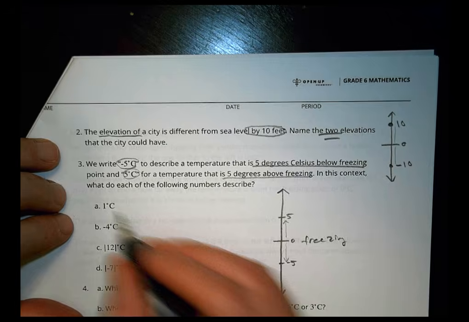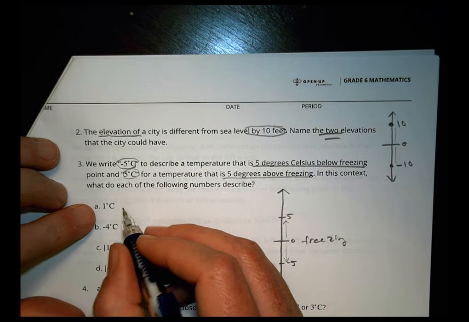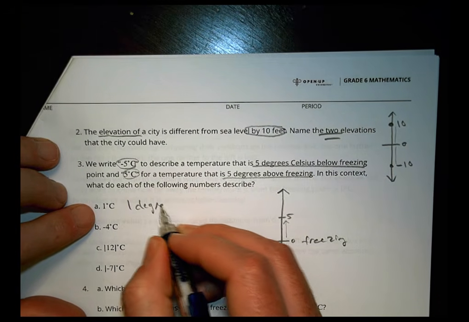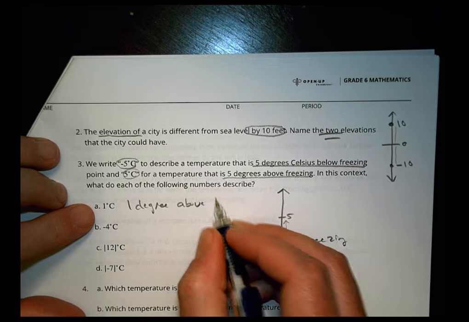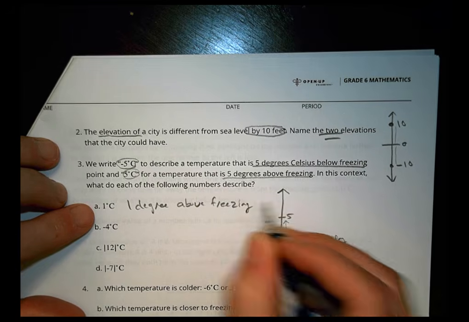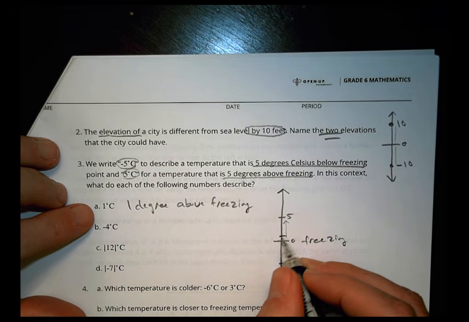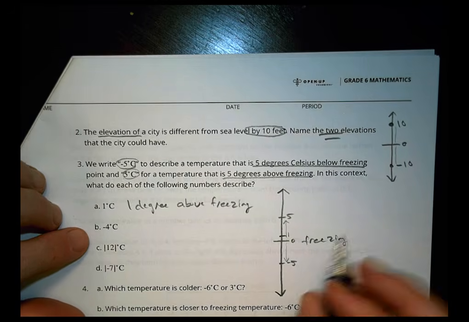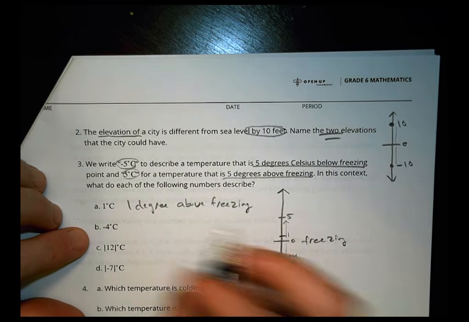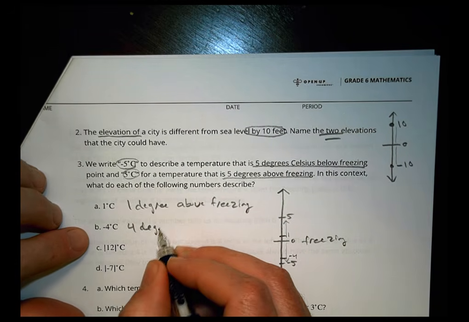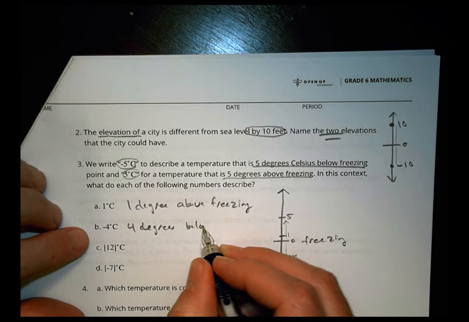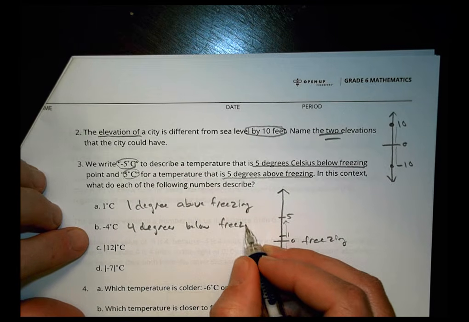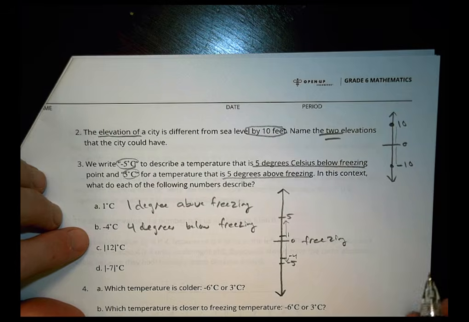So what is 1 degree Celsius? That's going to be 1 degree above freezing, right? So there it is, 1 degree above freezing. -4 is going to be what? 4 degrees below freezing. It's just what the temperature is going to be.